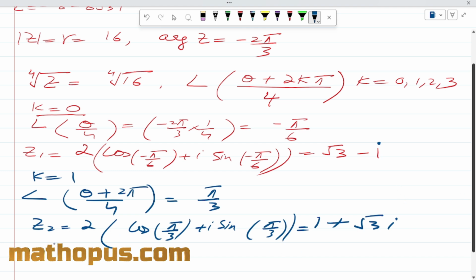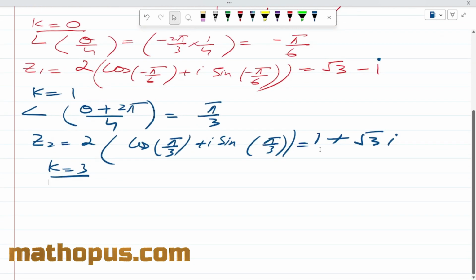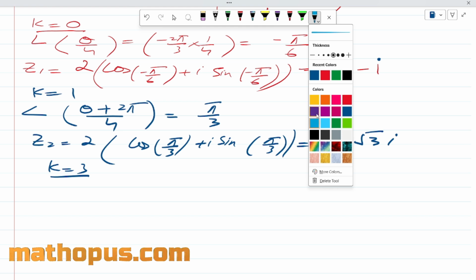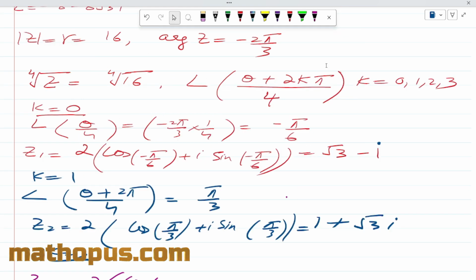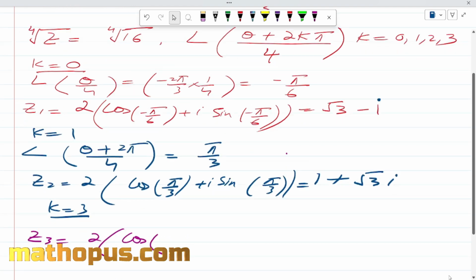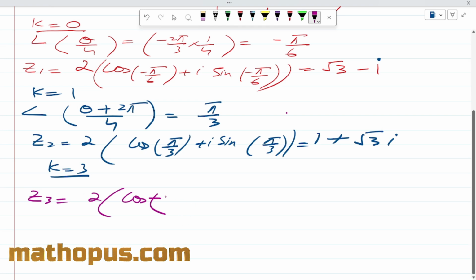Similarly, we can find the third and fourth roots. Let me write it down for you. Now you know the basic concept. The process is the same. Let me change the ink color. Divided by 4, 4 over 3 minus 2. So the argument is minus 2 pi over 3. You know how to find out the argument. So it is 2 cos minus 2 pi over 3 plus iota sine minus 2 pi over 3.